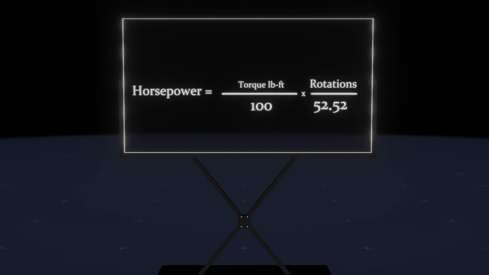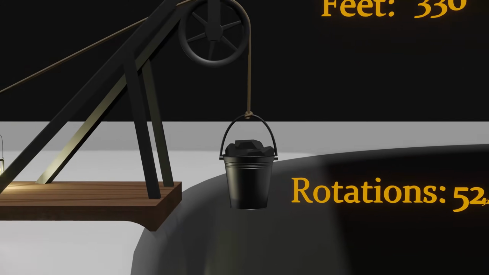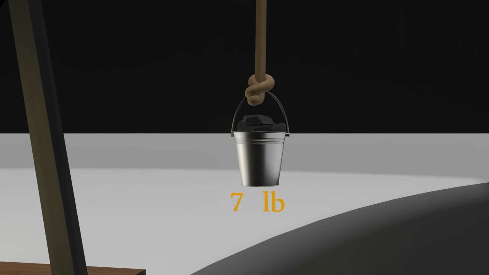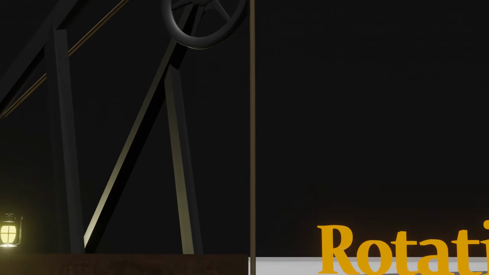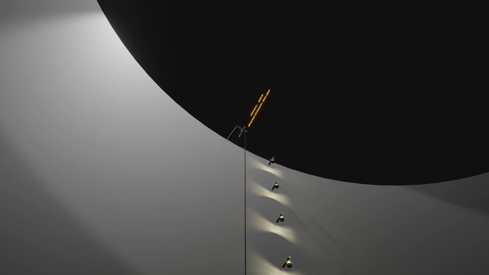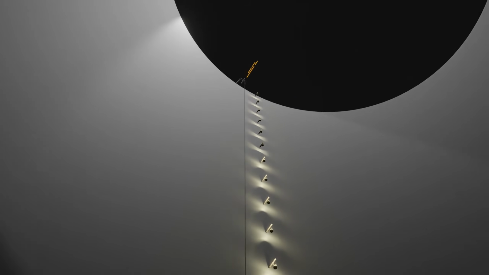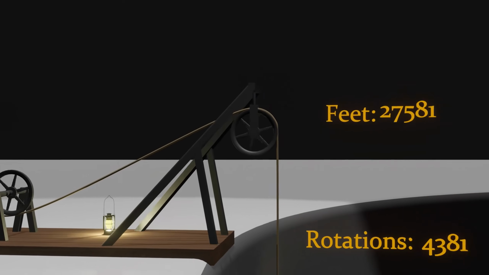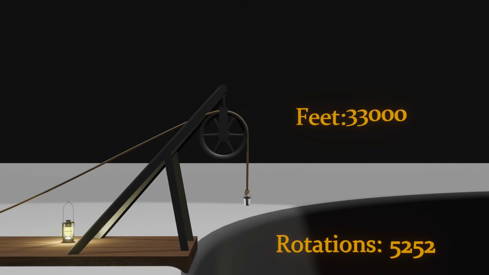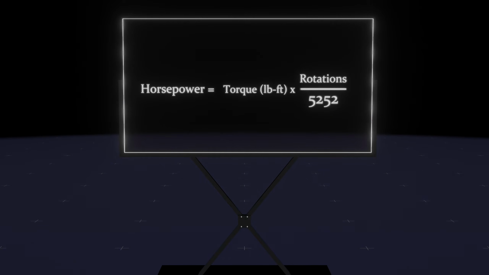But let's simplify this formula by not having to divide our torque by 100. All we have to do is imagine the coal was only 1 pound. But for the horse to do the same amount of work, it would have to lift that 1 pound 100 times as far. This means the coal would have to be lifted 33,000 feet, so the wheel would have to do 5,252 rotations in 1 minute. And this is how mechanical horsepower is defined.